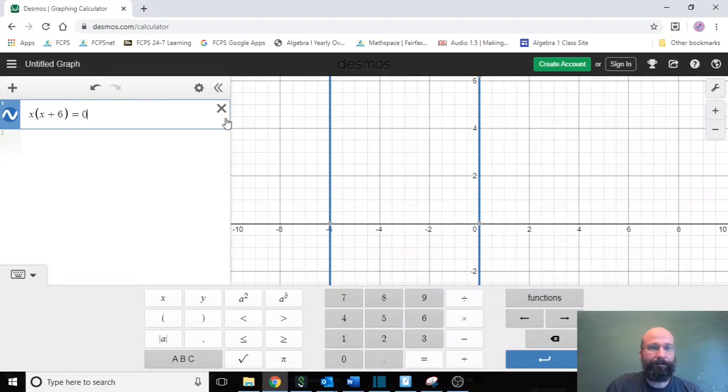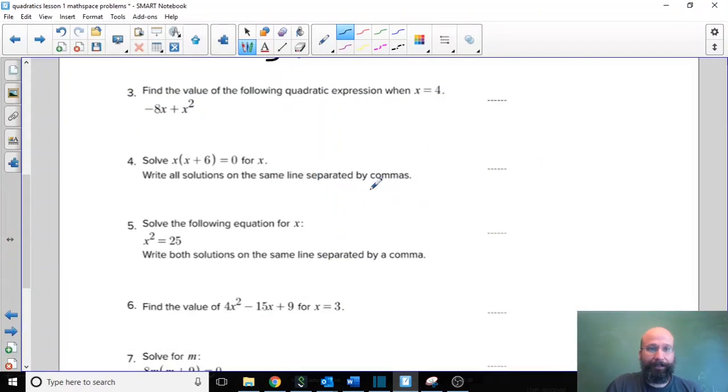Yeah. So remember, when you're solving, you're looking for your root solutions and zeros. They all mean the same thing. Zeros is where it crosses the x-axis, the x-intercepts, and it crosses at -6, and it crosses at 0. So for this question, your answer would be 0, comma, -6. Two answers. Quadratics could have two answers.